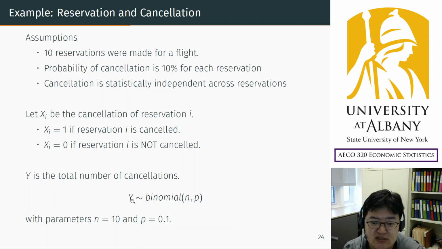Then it follows a binomial distribution with parameters n and p, where n is 10 because there are 10 reservations. And because each reservation has a probability of 10% for cancellation, p is 0.1, 10%. So this is another example we use for the binomial distribution.